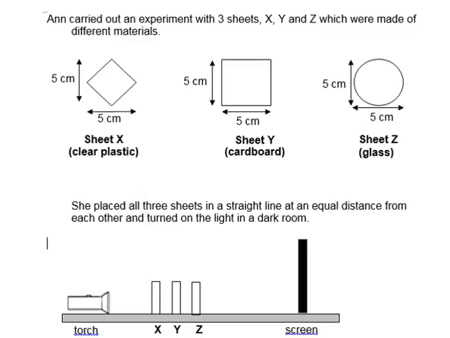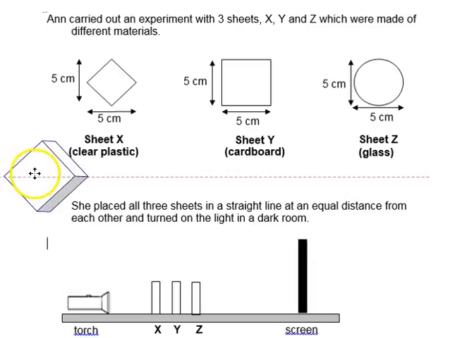Alright, next question, and carry out an experiment with three sheets X, Y, and Z, which were made of different materials. So we have sheet X, which is clear plastic. Now sheet X might look like this. This is only one end, but as you can see later, X will be placed like this. That means if you would like to see X in a 3D form, it will be something like that.